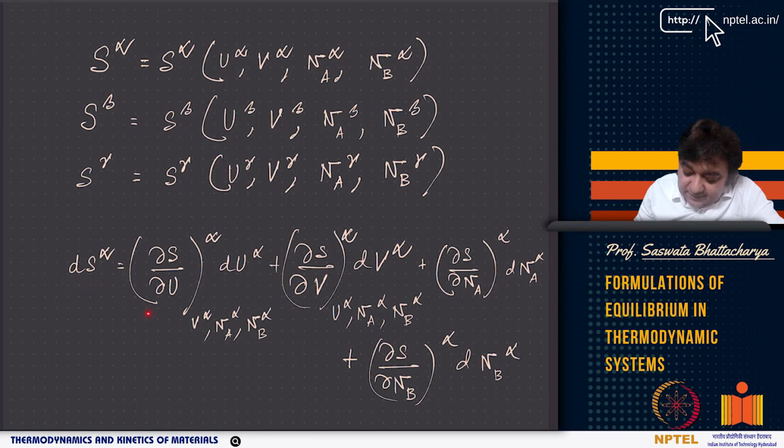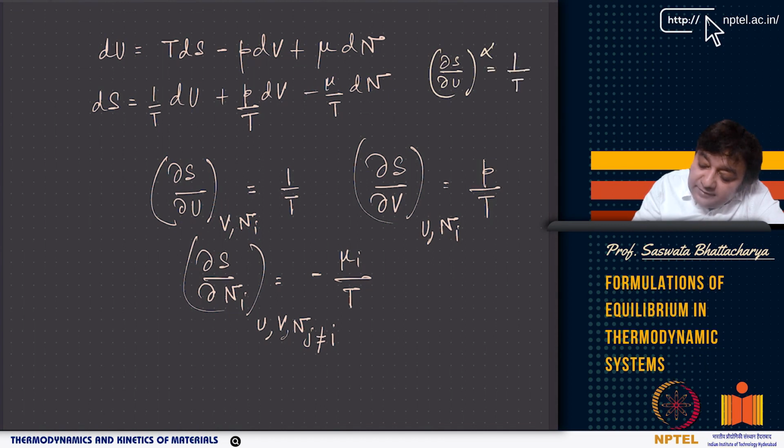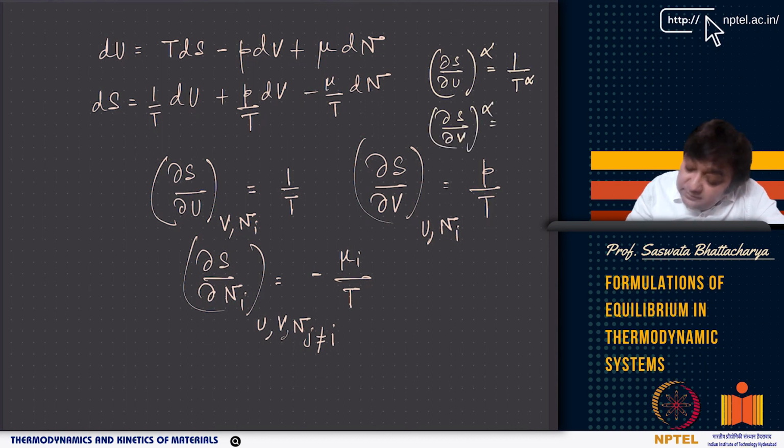And you see, you have del S del U alpha, del S del V alpha, and del S del Na alpha. These are supposed to be the intensive parameters, or a combination of intensive parameters, right? Del S del U is basically 1 by T. So del S del U alpha is nothing but 1 by T alpha. Similarly, del S del V alpha equals P alpha by T alpha.